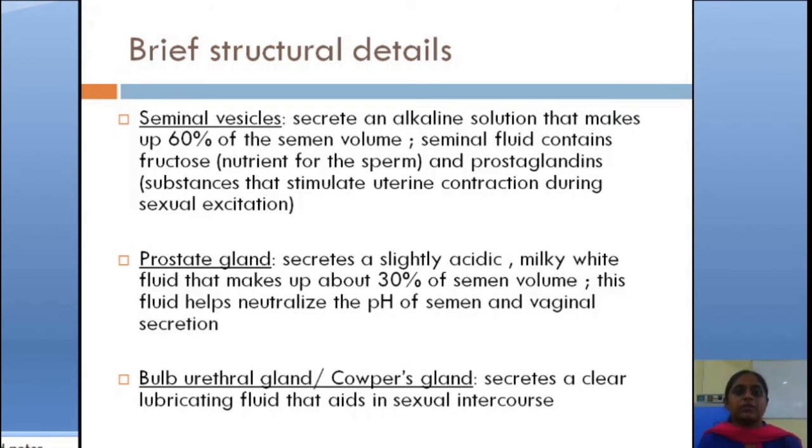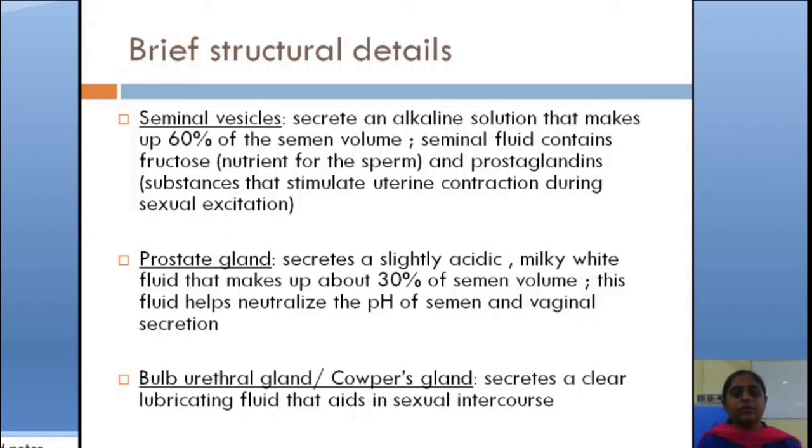Further, the seminal vesicles. These seminal vesicles secrete an alkaline solution that makes up 60% of the semen volume. Seminal fluid contains fructose, which acts as the nutrient material for the sperm, and prostaglandins. These prostaglandins are substances that stimulate uterine contraction during sexual excitation.